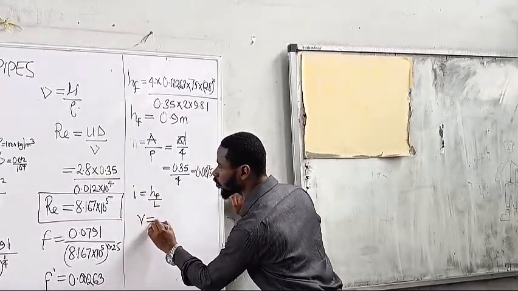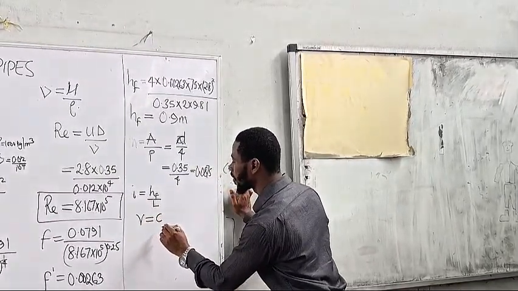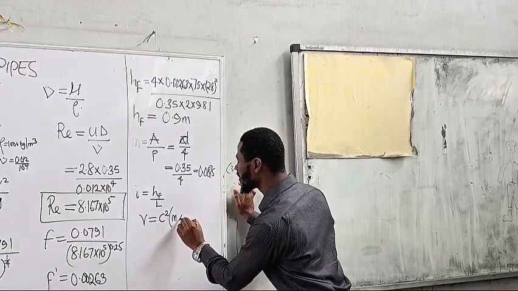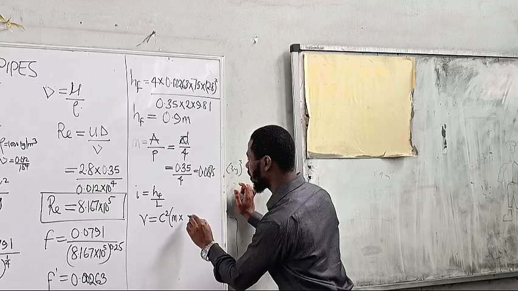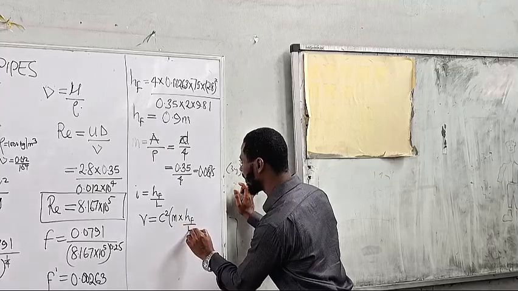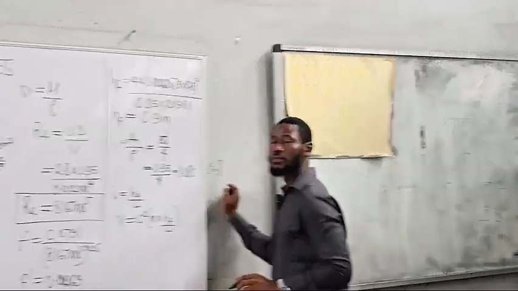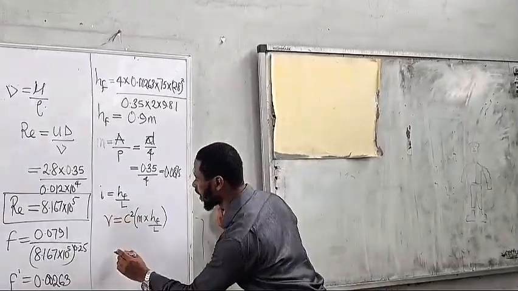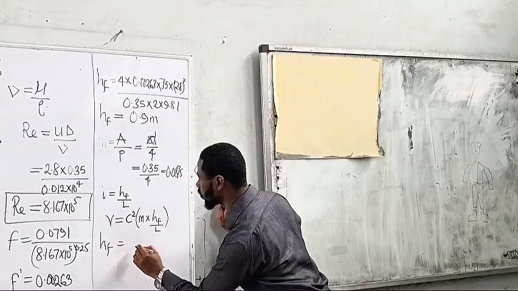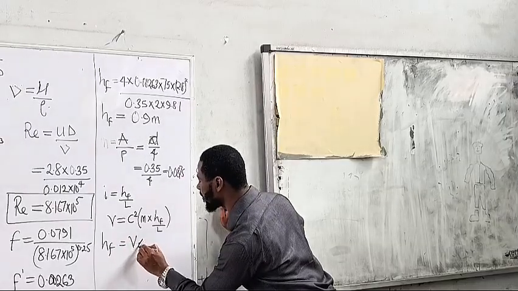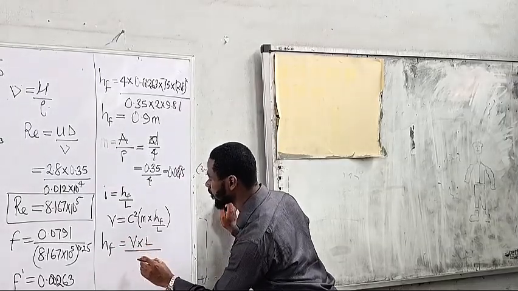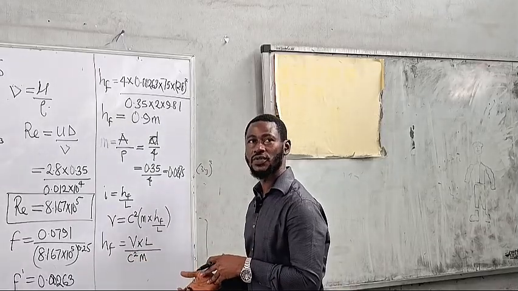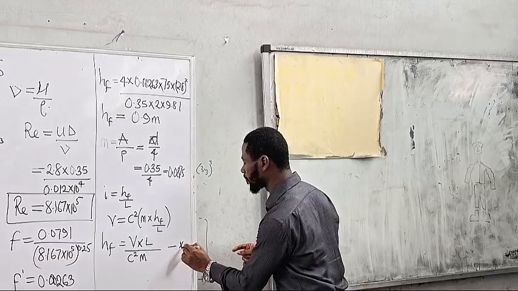We have V equals C square root of m multiplied by i, which is hf over length. Make hf the subject of the formula. This length comes to this side. hf equals V squared multiplied by L over C squared m. Now insert the values into this equation.